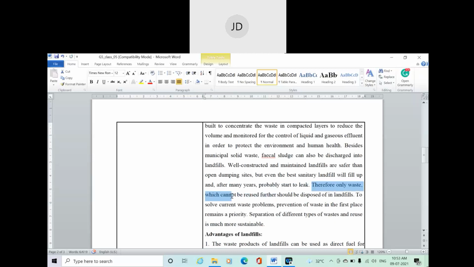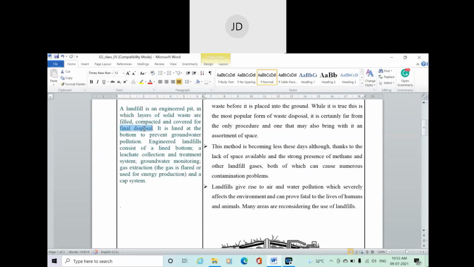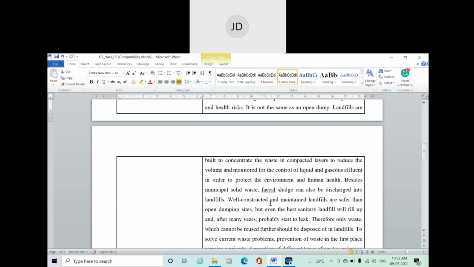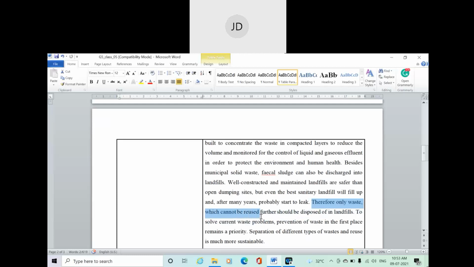Therefore, only waste which cannot be reused further should be disposed of in the landfill. That's why I already told you the landfill is known as the final disposal technique, because there are other disadvantages of the landfill too. So we also need to minimize the waste even in the landfill. Before getting the waste into the landfill, try to find out whether the particular waste has some reuse or recycling way. If it has, go for it. If there is no way of reuse or recycling, then only that particular waste can go for landfilling. Therefore, only waste which cannot be reused further should be disposed of in landfills.